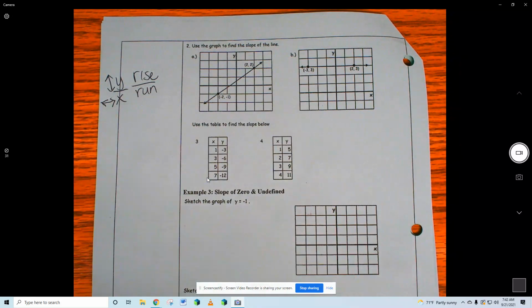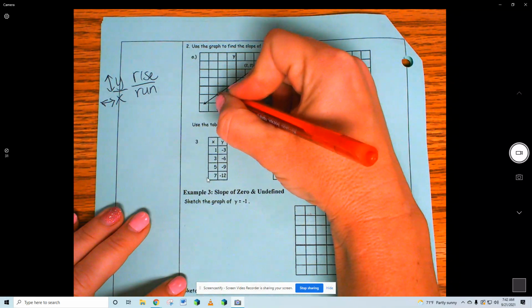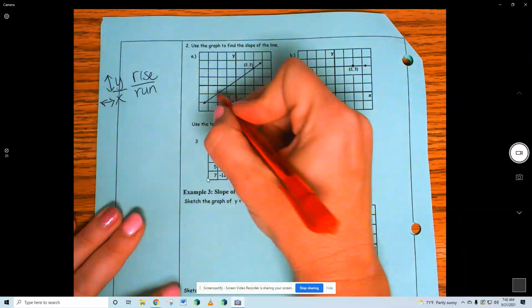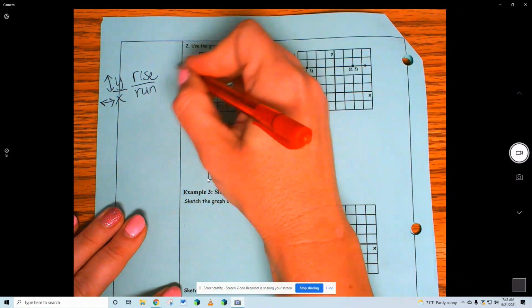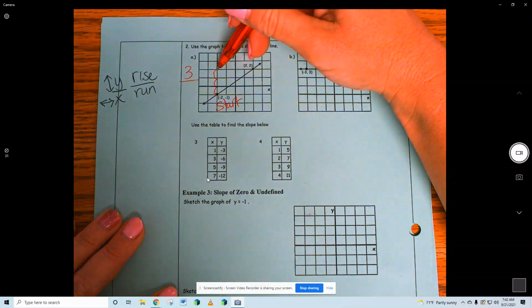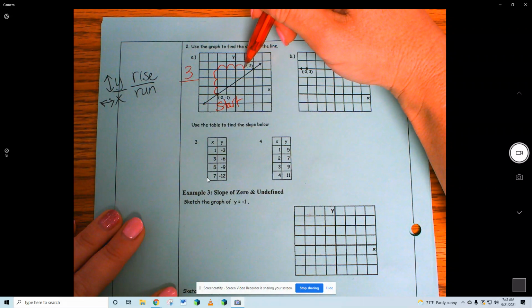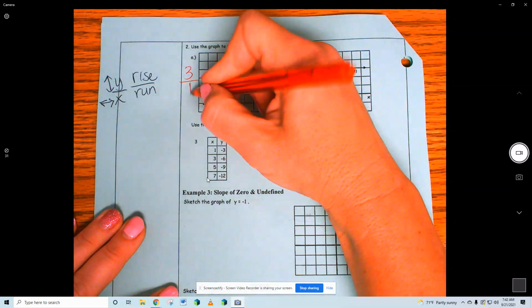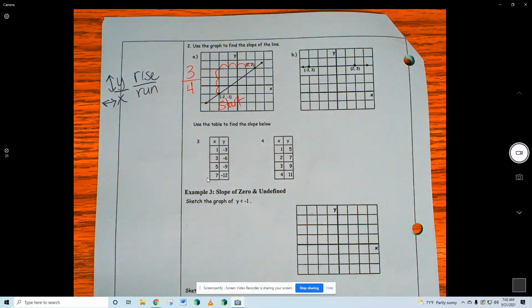Start at your lowest point. Here. I'm going to rise. 1, 2, 3. And then I'm running to the right. Positive. 1, 2, 3, 4. My slope is 3/4.